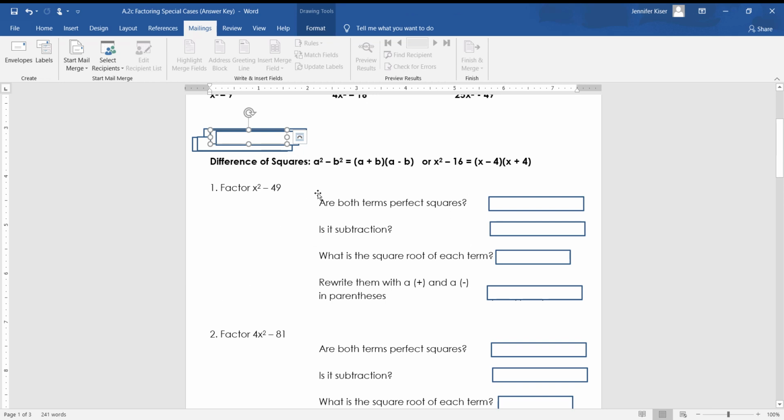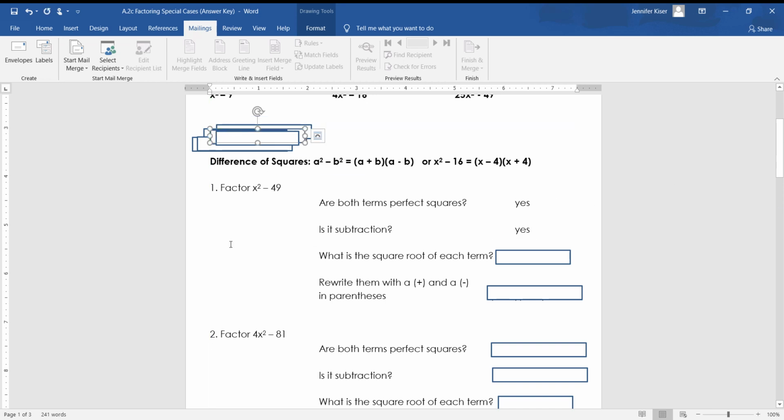So you can check to make sure both of these are perfect squares. You're checking to make sure x squared is a perfect square and 49 is. So they both will be. So that'd be a yes to start. And then for it to be a difference of squares, like it says, they have to be subtracting. And they are subtracting there.